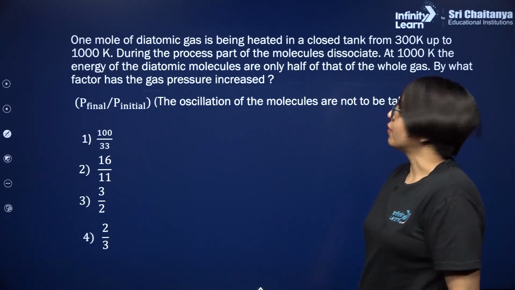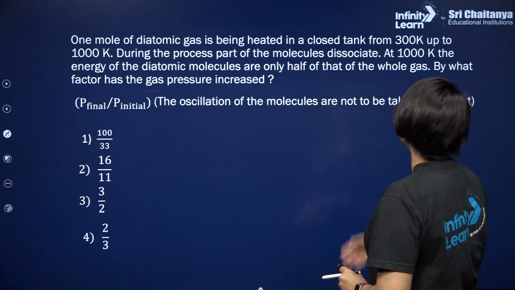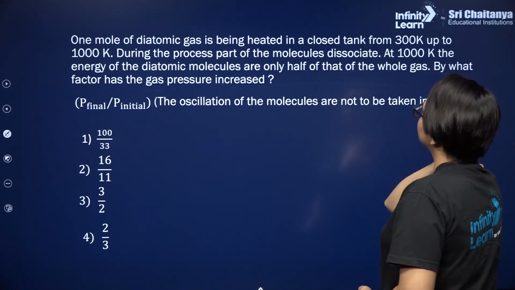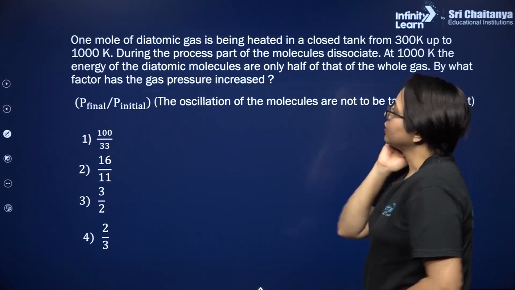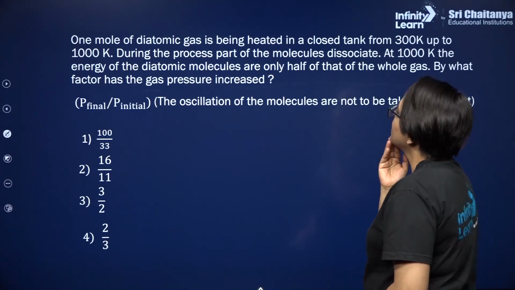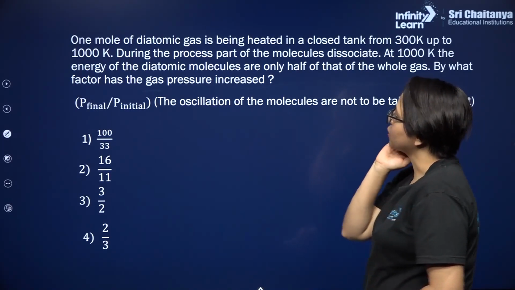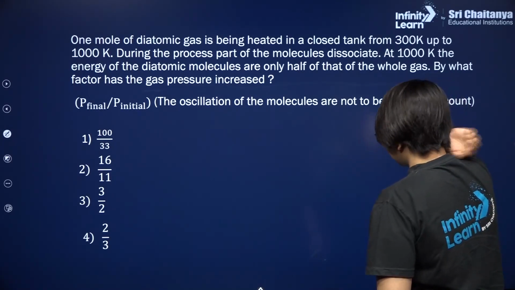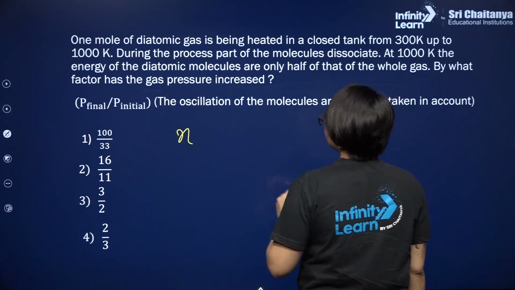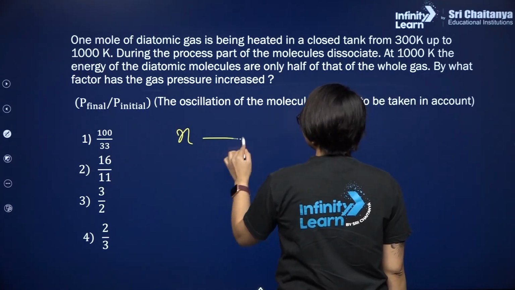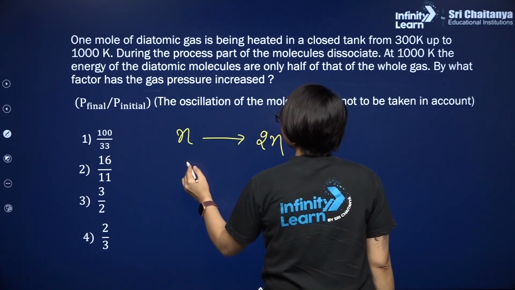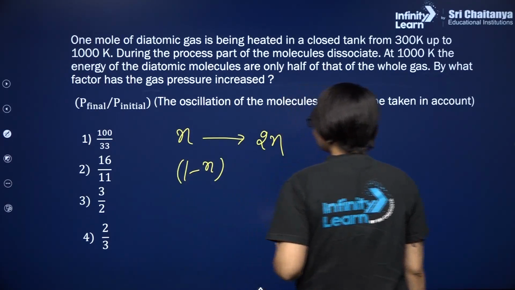Next is this one: 1 mole of diatomic gas is being heated in a closed tank from 300 Kelvin up to 1000 Kelvin. During the process, part of the molecules dissociate. At 1000 Kelvin, the energy of the diatomic molecules is only half of that of the whole gas. By what factor has the gas pressure increased? Let's say n moles of the diatomic gas are dissociating into monoatomic gas, so they will become 2n. The remaining diatomic gas will be 1 minus n only.